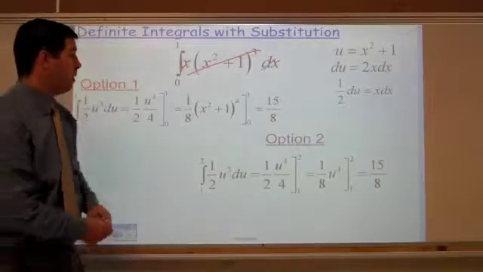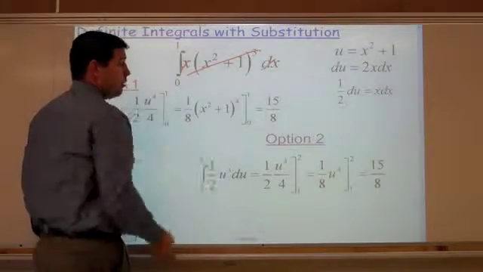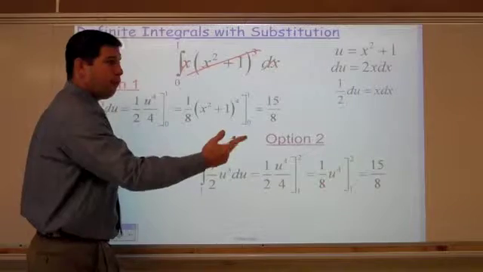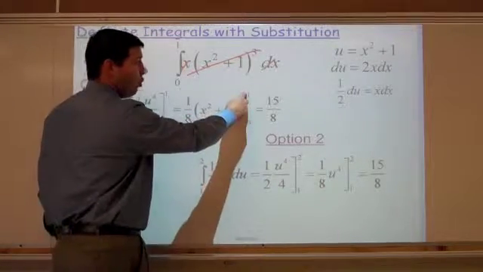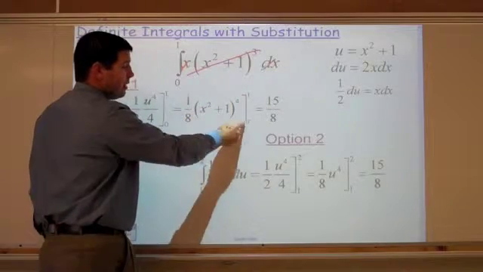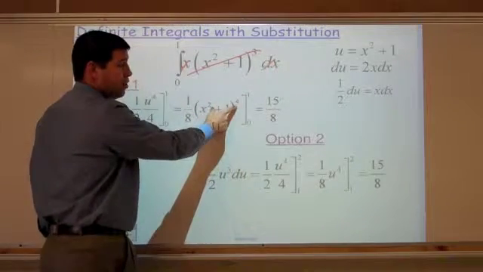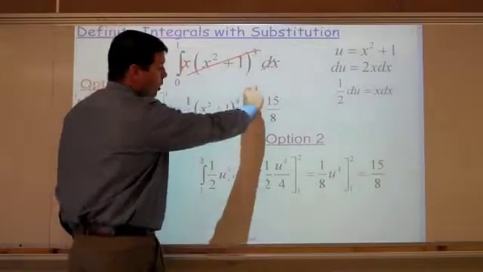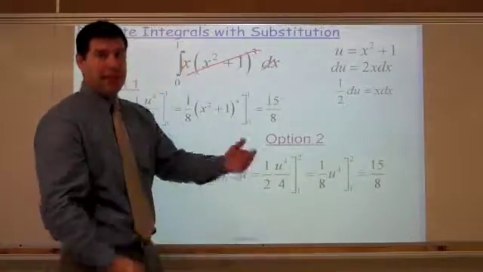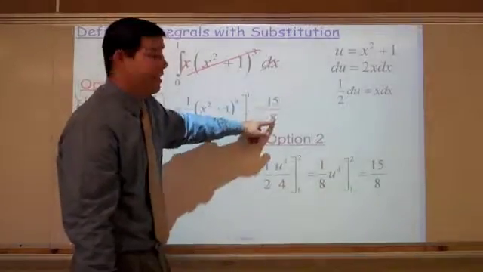from 0 to 1. You plug in 1, you get 2 to the 4th, 2, 4, 8, 16 over 8 is 2. So I get 2 when I plug in 1 for this value. 0 plus 1 is 1 to the 4th is 1. 1/8 times 1 is 1/8. So 2 minus 1/8 is 16/8 minus 1/8 is 15/8.